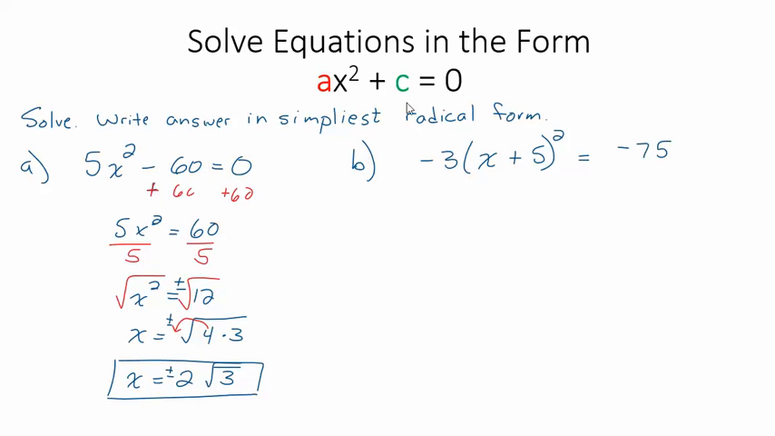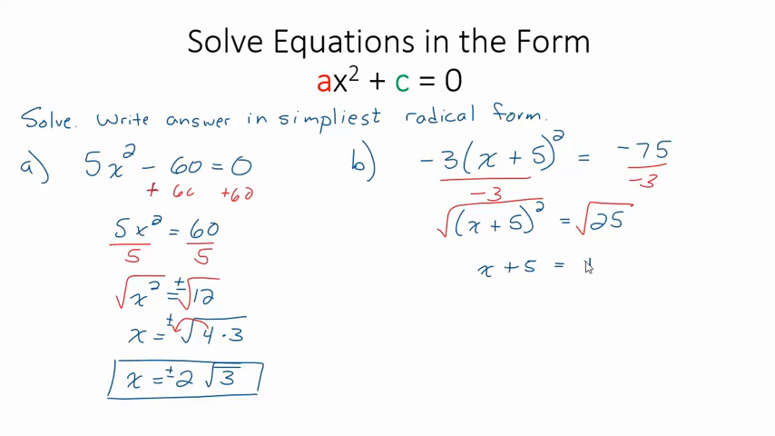All right, let's see how we did on this one. This one, we need to get rid of this negative 3 first and isolate our glob squared. So I'm going to divide both sides by negative 3. And I have something squared equals a number. Now I can take the square root of both sides. And on the left-hand side, I'm left with x plus 5. On the right-hand side, I have plus or minus 5.